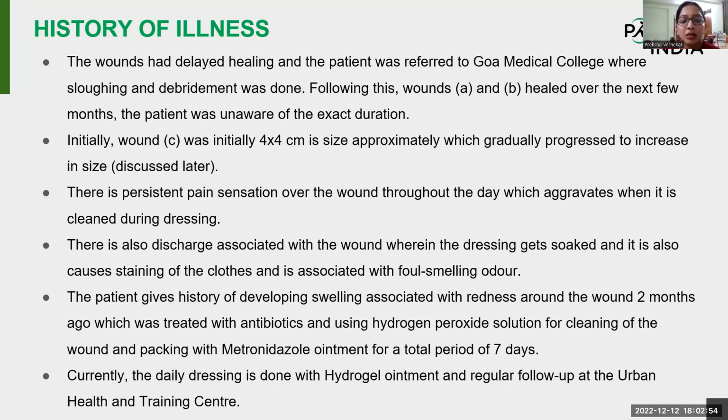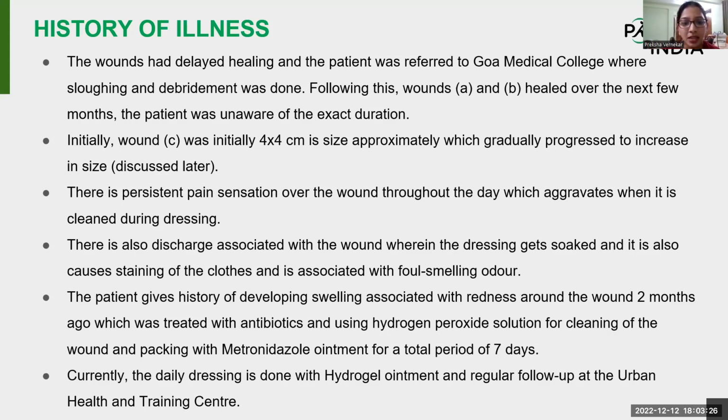The wounds on the right lower leg had delayed healing, and the patient was referred to Goa Medical College, wherein sloughing and debridement was done. Following this, wounds A and B, that is the ones on the medial surface, healed over the next few months. The patient is unaware of the exact duration. However, the wound on the anterior surface of the ankle joint, which was initially smaller in size, that is 4 by 4 centimeter, gradually progressed to increase in size, which is discussed later.